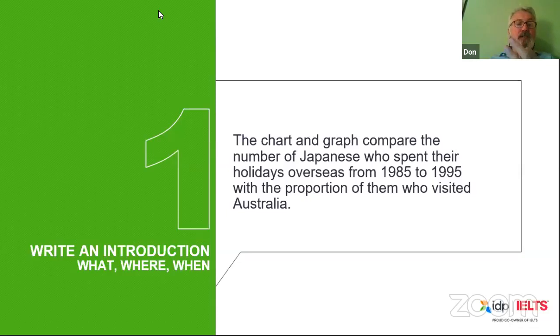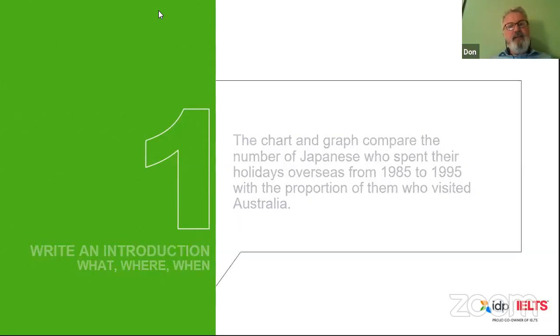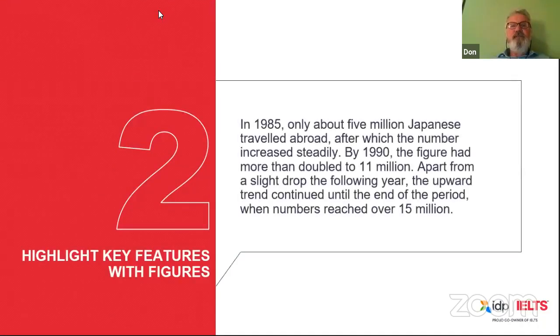Remember the third criterion. Can you use words? Can you use a variety of words? Then this essay goes on in the second paragraph to describe the first graph, talking about the numbers of Japanese tourists traveling abroad. Now here you will see it uses dates, 1985 by 1990, the end of the period, and it uses numbers to support that. 5 million, 11 million, 15 million.